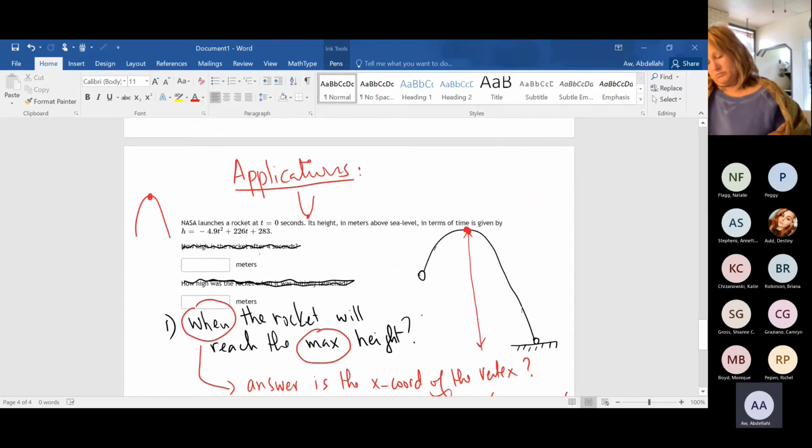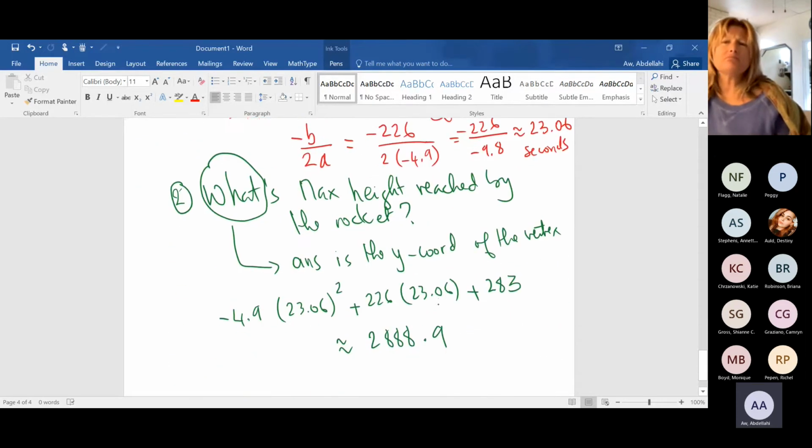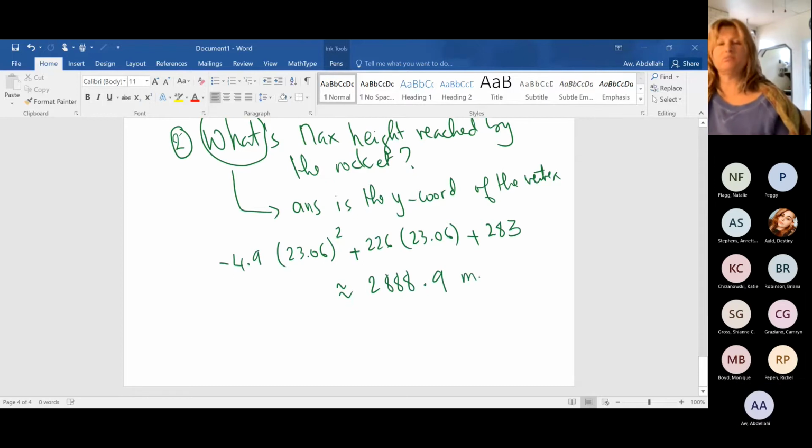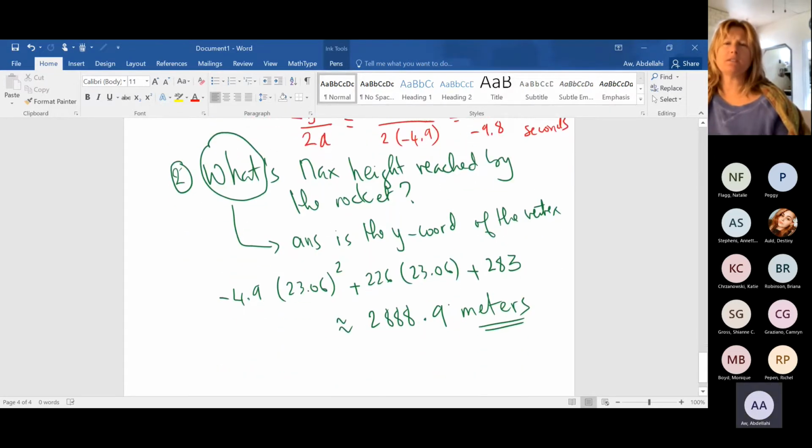In what? Is this miles or feet or meters? Meters. I didn't get that. I got 8,099. You didn't get that? Yeah, I can be wrong. You have to square the first one. If you do that in your calculator, you can start with the square: 23.06, then square that. When you're done, you multiply by negative 4.9, right? So I think this answer is a reasonable answer.